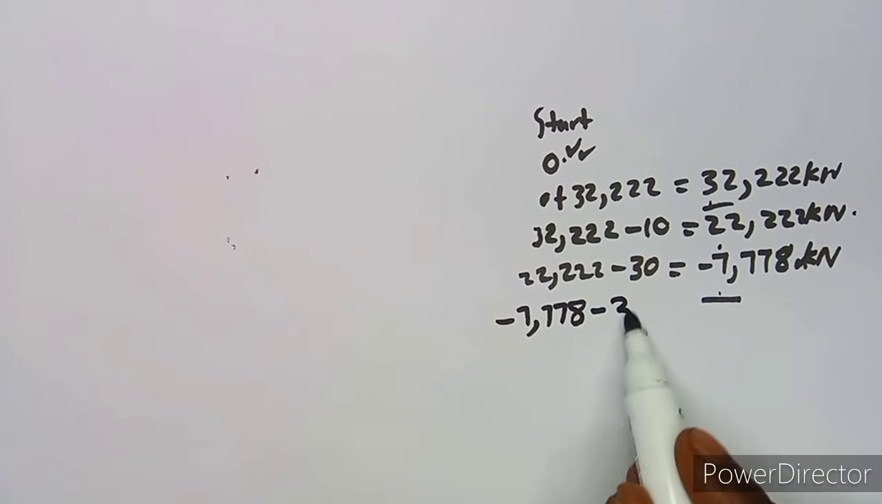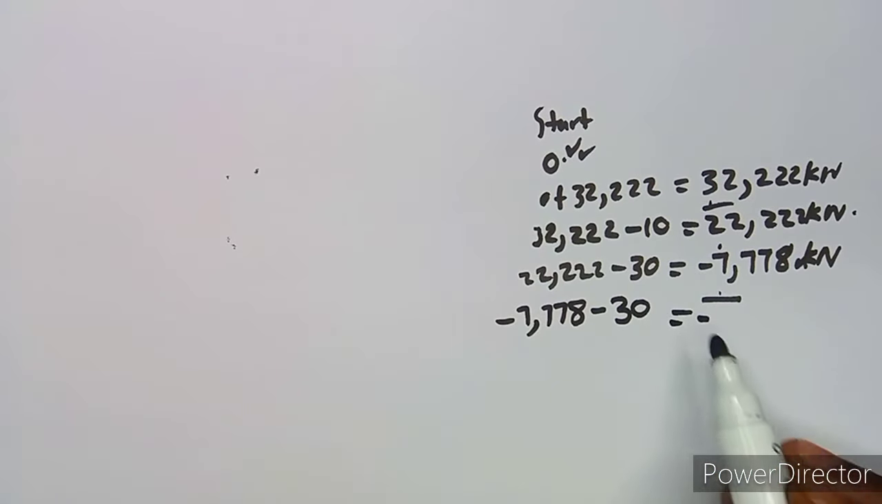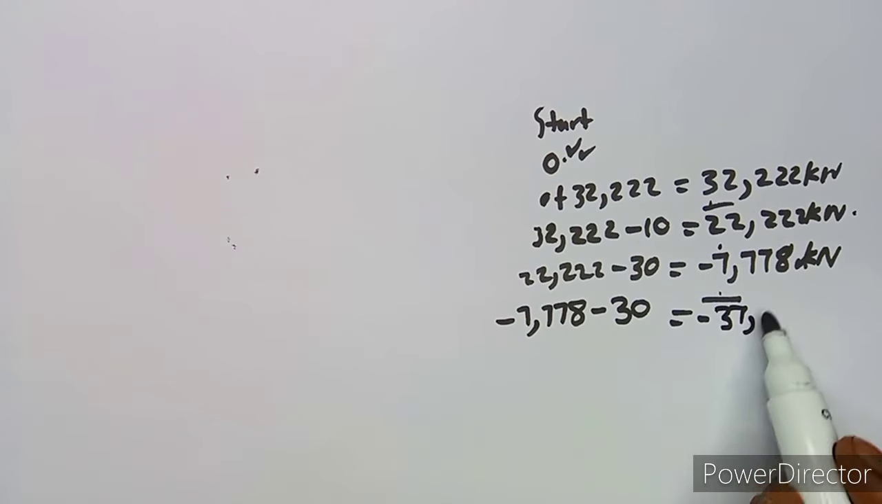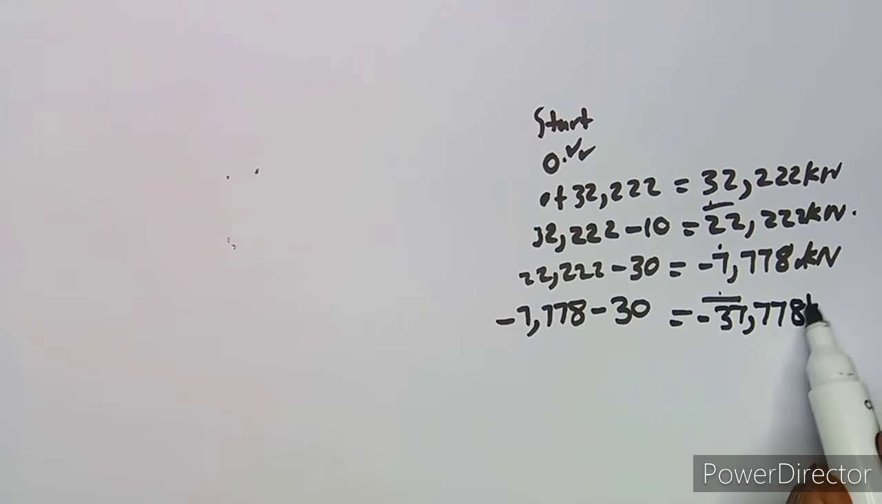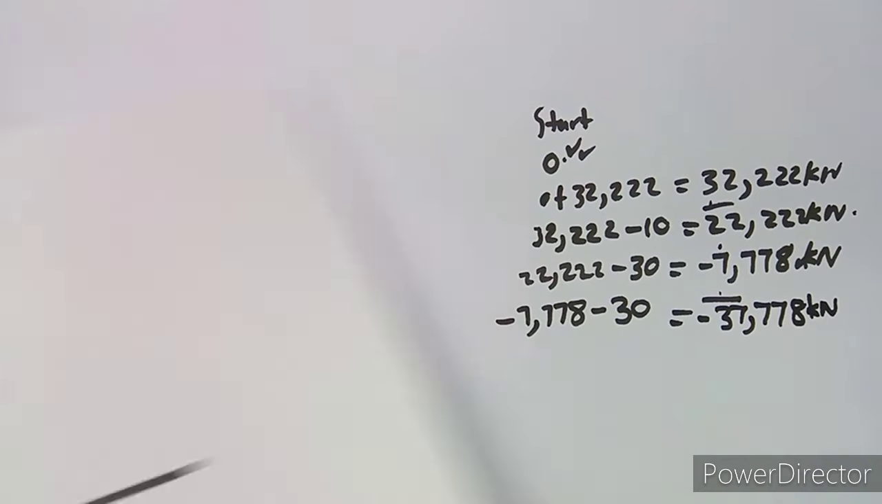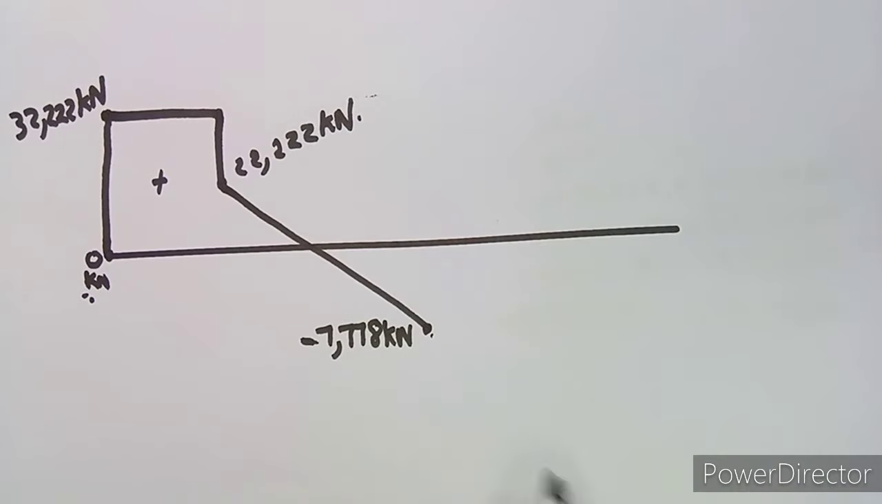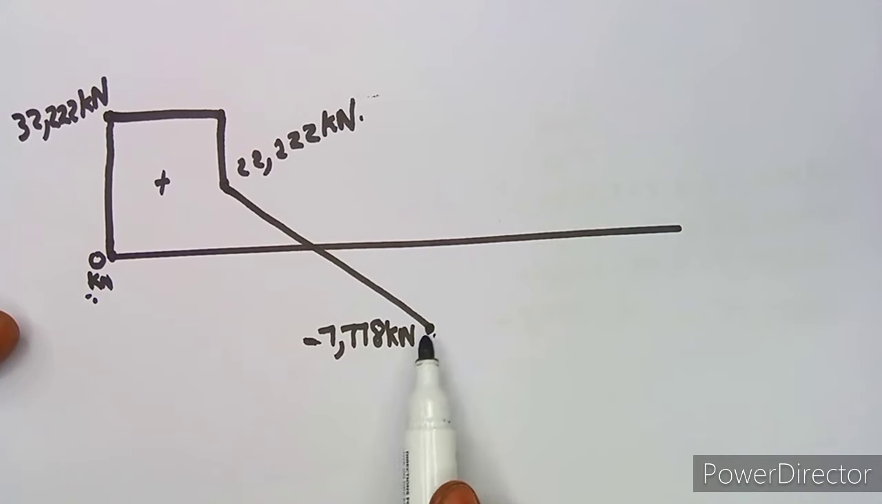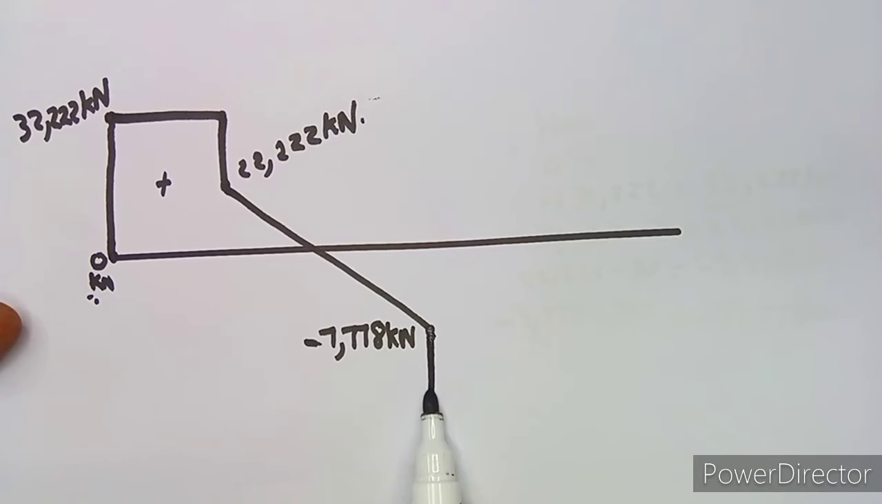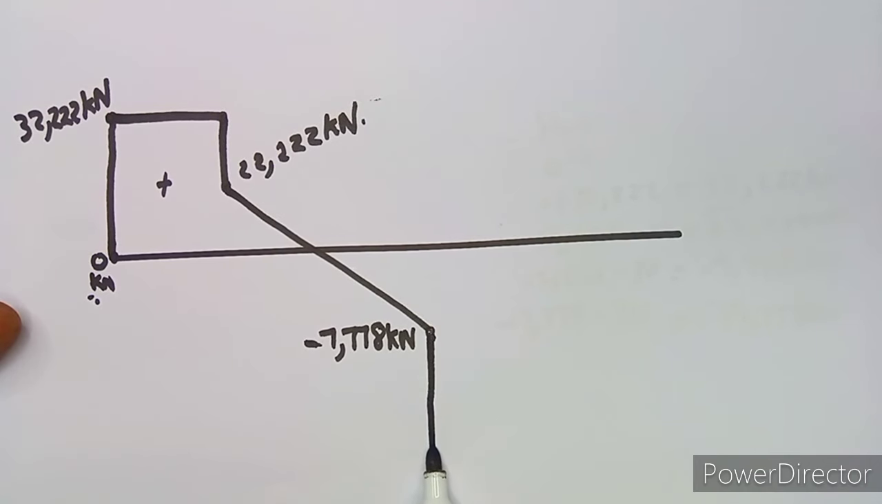From your calculator, you subtract 30, you're going to obtain negative 37,778 kilonewtons. This one is going down, since there is no distance in between, so it just goes straight downwards. There is no horizontal movement. Let's say this is where we are now, minus 37,778 kilonewtons, something like that.